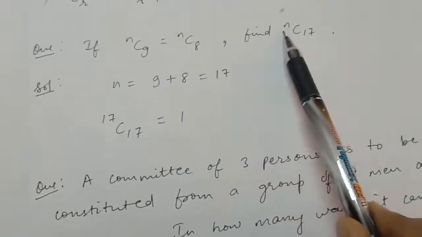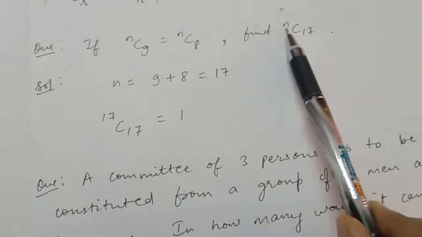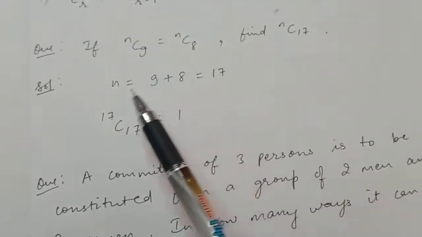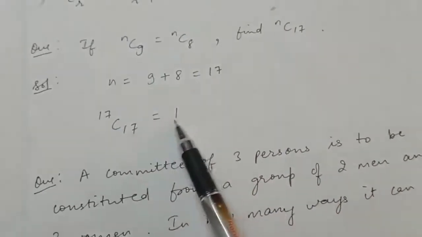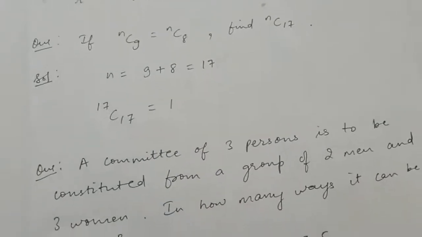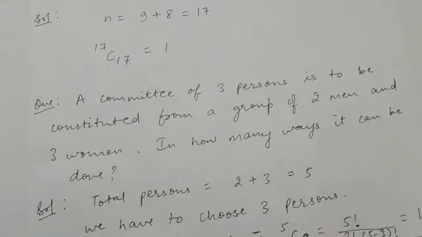Because to find this, we should first know the value of N. Now N is 17 and 17C17 will be 1 because nCn is 1. Right? Now see the next question.